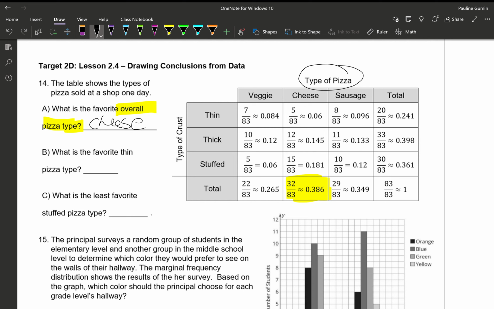I gotta say, cheese is nice, but if you can have toppings on it, why not have toppings on it?